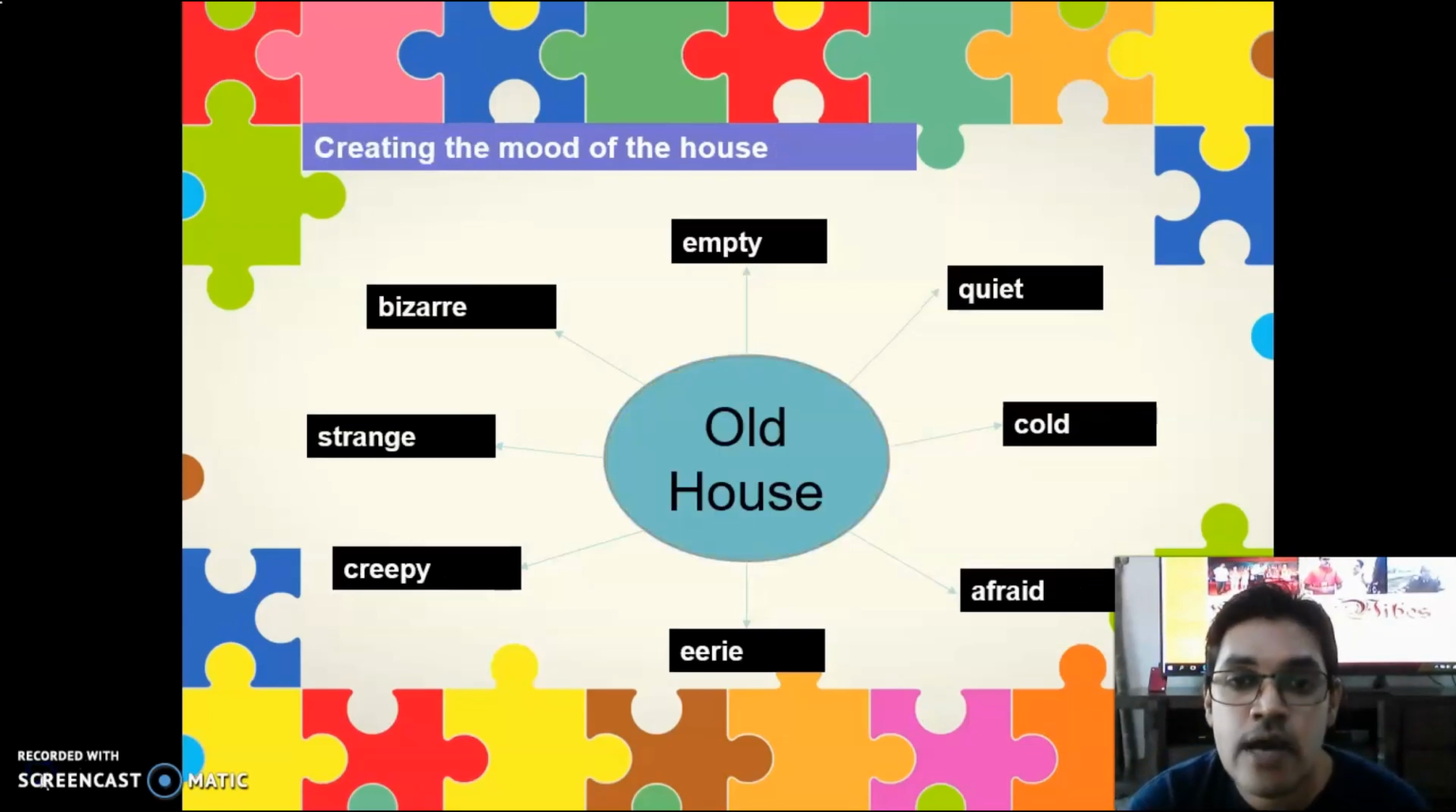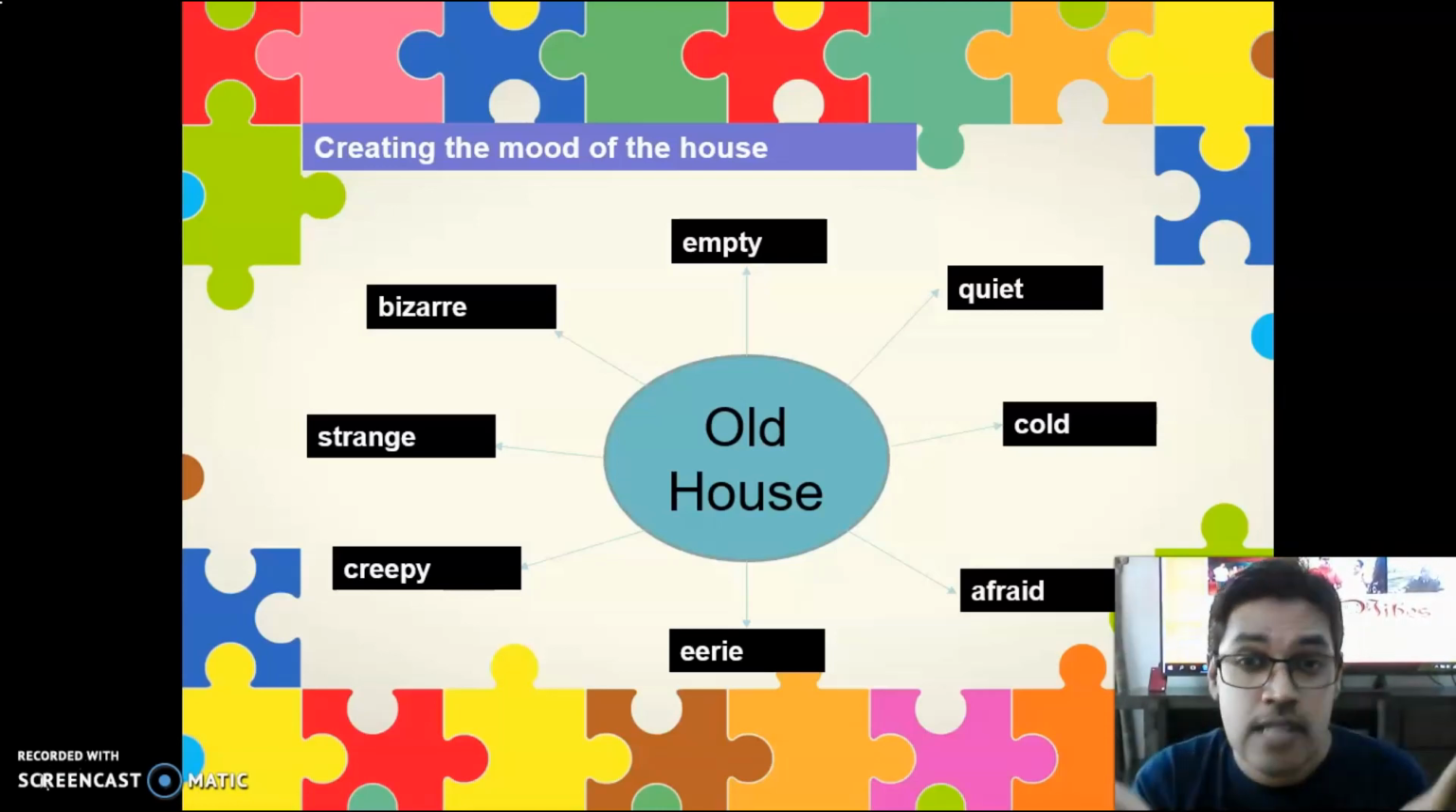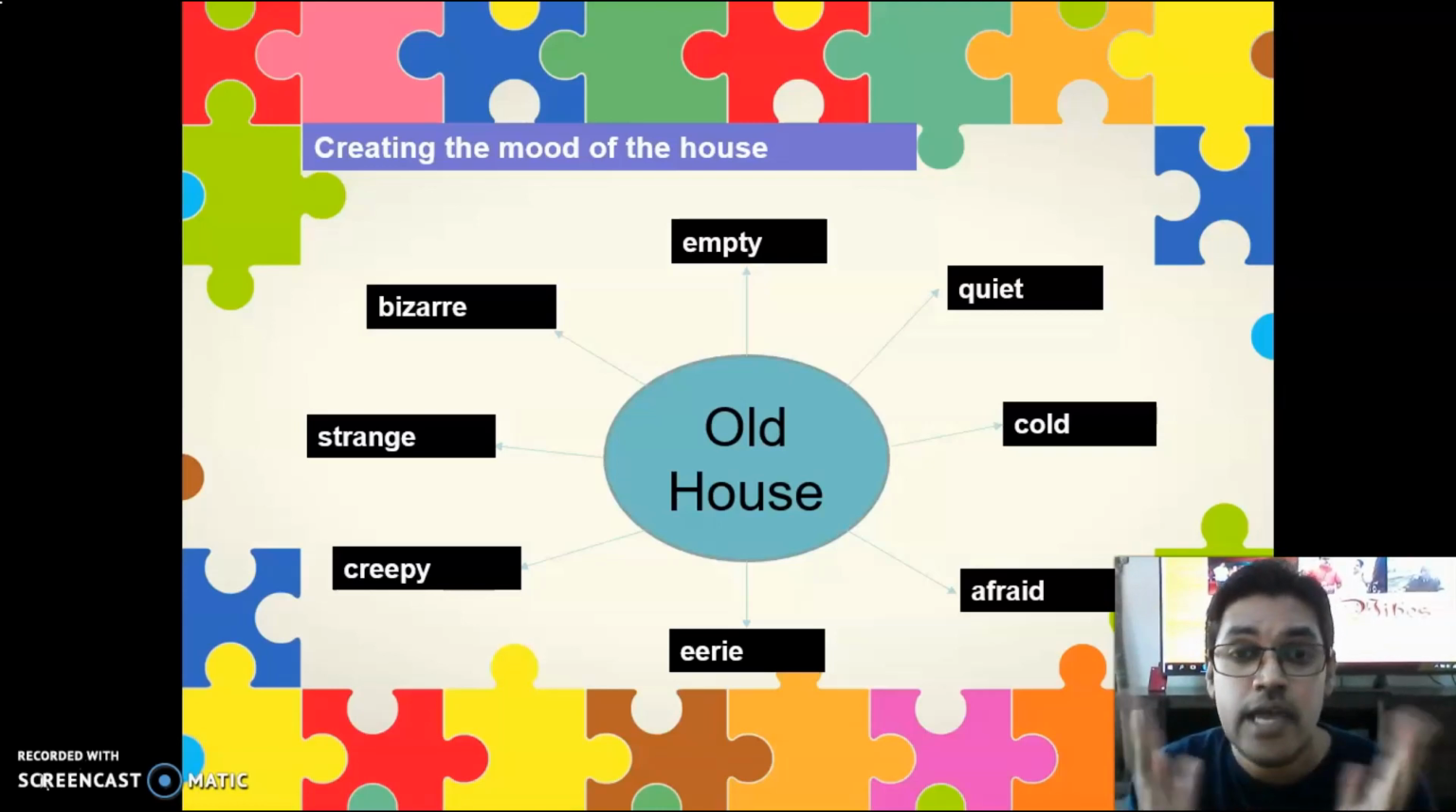Now here we are going to create the mood of the old house. We also need some descriptive ideas to create the mood of the old house. So how to create the mood now? Imagine how the old house looks like, how you feel when you enter an old house. Because you are writing the essay, you put yourself into this condition where you are entering an old deserted house.